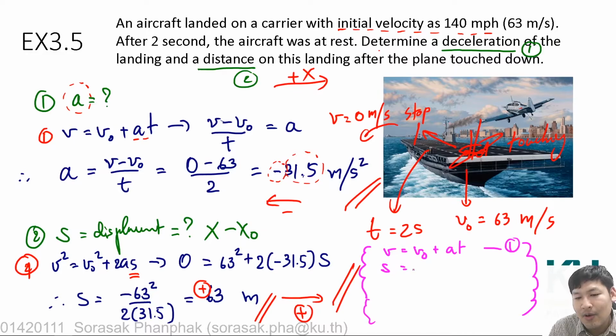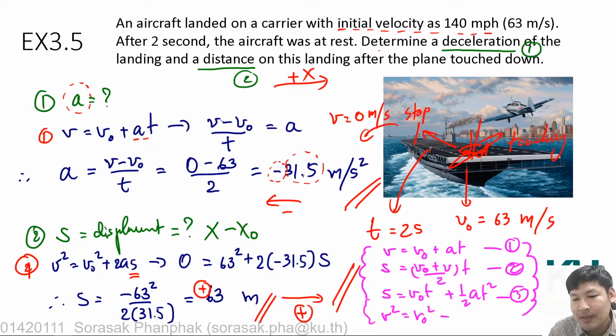You got s equal to (v0 plus v) over 2 multiplied by t for the second one. Another one is s equal to v0t plus 1 over 2 at squared. This is your number 3. And your number 4 is v squared equal to v0 squared plus 2as. This is your number 4. So these four main equations are quite important to explain the displacement, velocity, acceleration, and time of the motion of an object, not only in one dimension, but also in 2 and 3 dimensions as well.